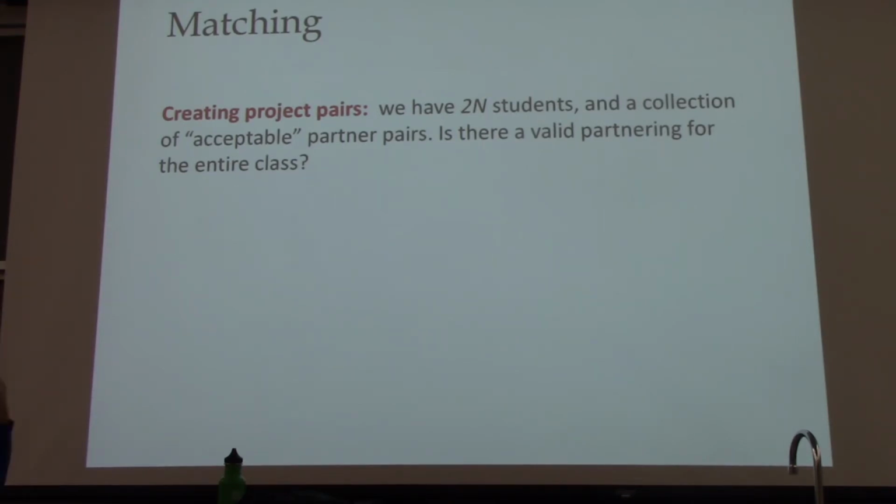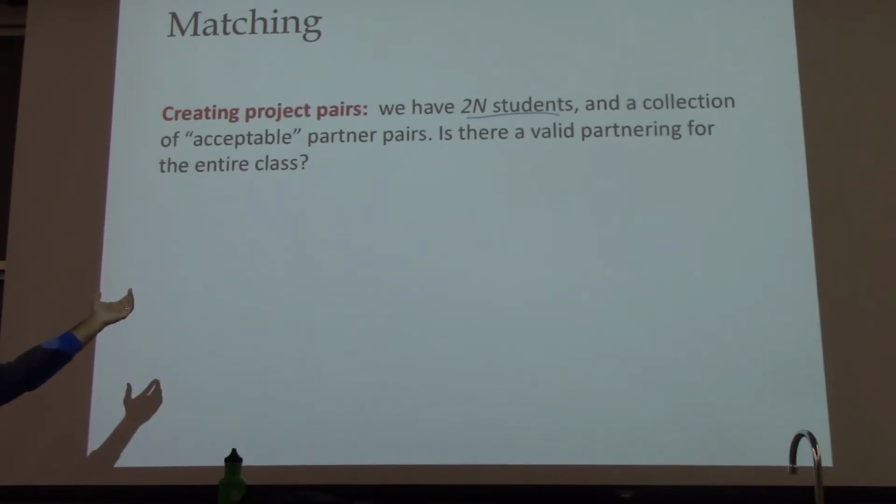So let's consider this problem. This is called the matching problem for those of you who have seen it. The idea is, let's say you have a bunch of students, and the number is even so that pairing is even possible. Your goal is to create project pairs. So you have 2n students, and there's a collection of acceptable partner pairs.